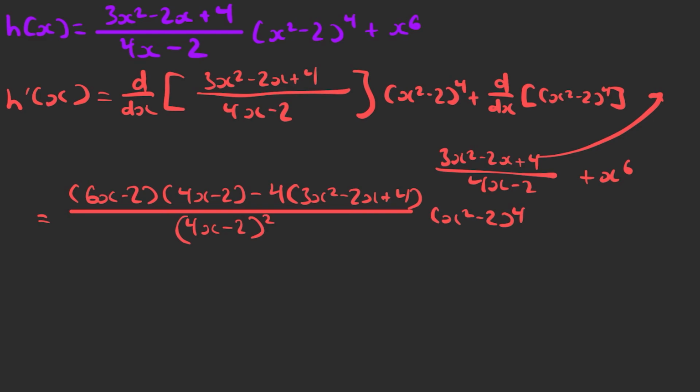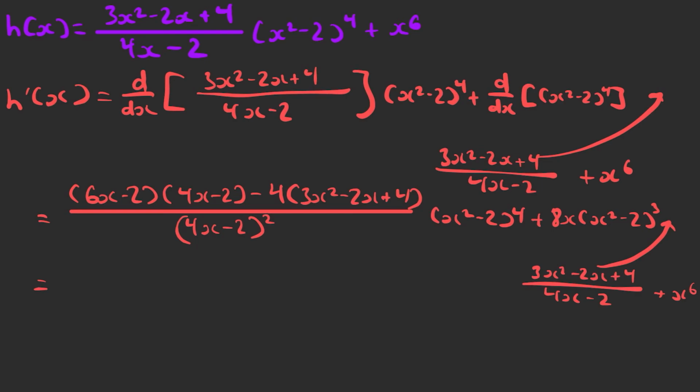Okay, nice. Now the derivative of this expression, we need to use the chain rule. So we're going to get plus 4 times 2x, which is 8x, so 8x times x squared minus 2 to the power of 3 times our fraction 3x squared minus 2x plus 4 over 4x minus 2, plus x to the power of 6. Okay, so now all we need to do is simply rewrite all this in a single line, and the question's pretty much already done.